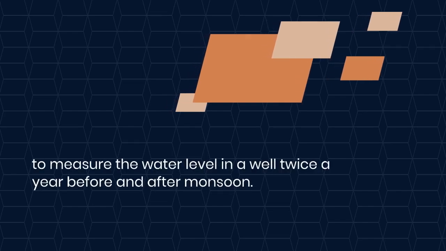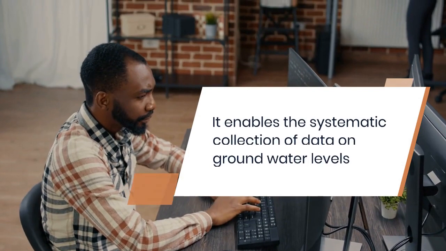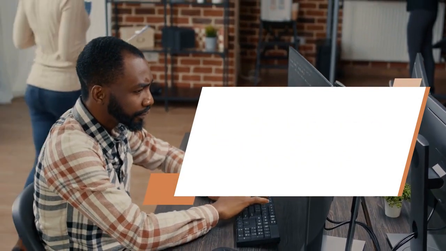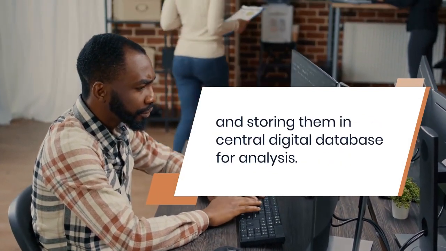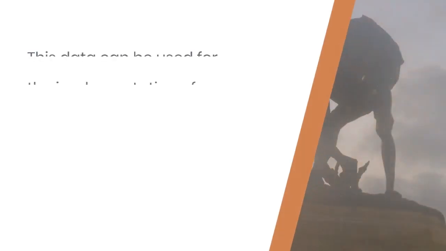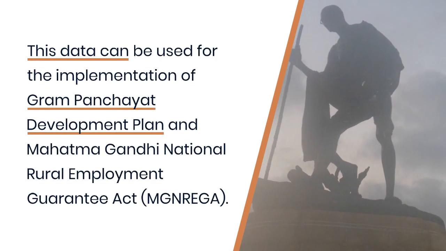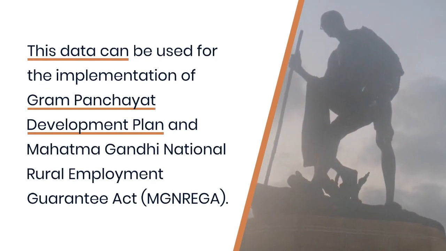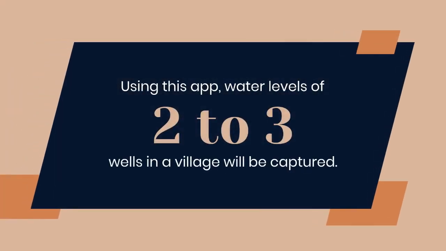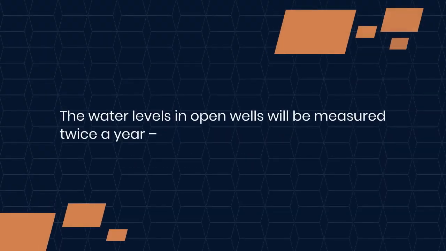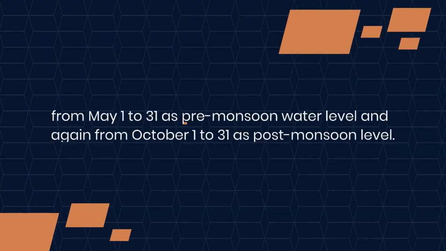before and after monsoon. It enables the systematic collection of data on groundwater levels, and storing them in a central digital database for analysis. This data can be used for the implementation of Gram Panchayat Development Plan and Mahatma Gandhi National Rural Employment Guarantee Act, MGNREGA. Using this app, water levels of 2 to 3 wells in a village will be captured.